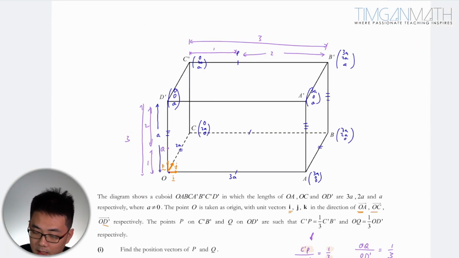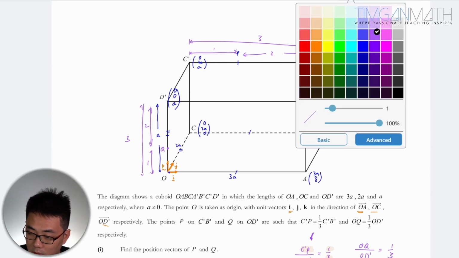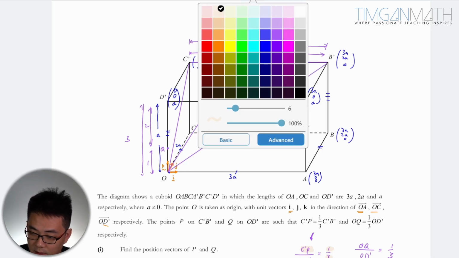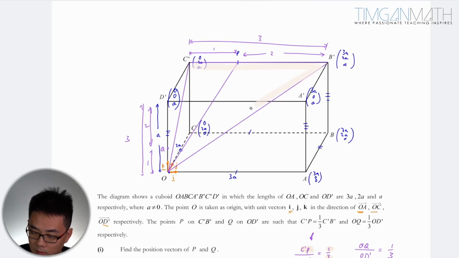Now here, this is an interesting bit. OP, remember by ratio theorem, this over here is actually a triangle. Do you see that this is like a triangle? The idea here is that we take the vector in the middle here as the subject. By ratio theorem, this is always the subject.